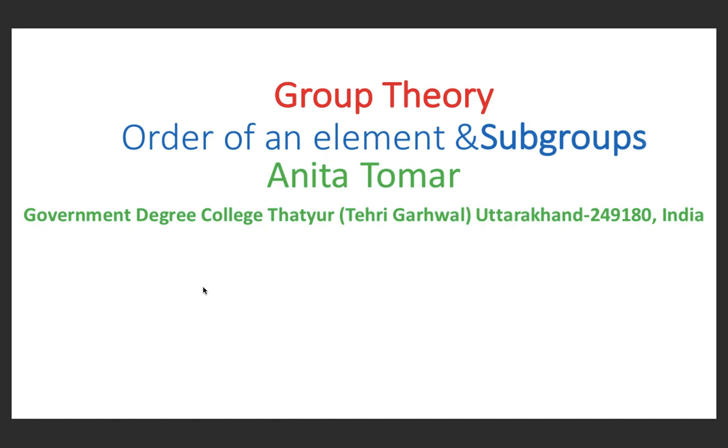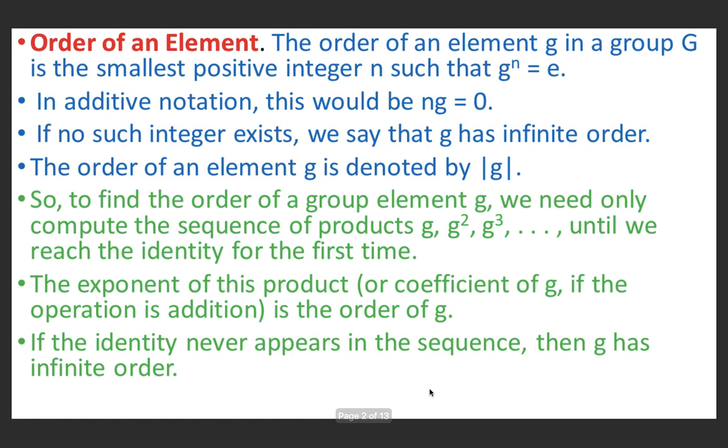Good morning. Today we will study order of an element and subgroups. The order of an element g in a group G is the smallest positive integer n such that g raised to the power n is equal to e. e here is the identity element of the group G.